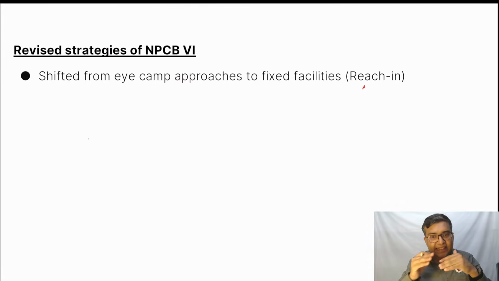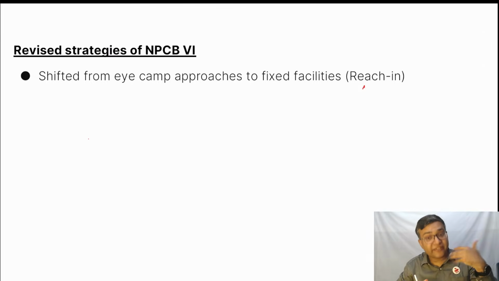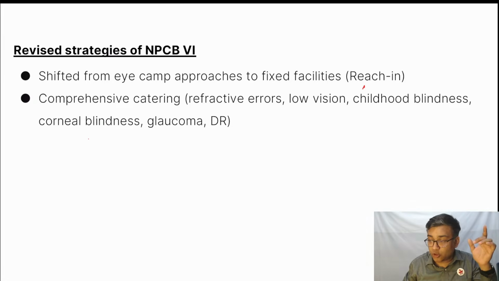Now the second thing is that now they are not only having a focus on cataract, they are focusing on comprehensive care. Now they are focusing on refractive errors as well. The patients who are having low vision, that means that the vision is less than 6/18. The patients who are small children and having blindness, so the childhood blindness, corneal blindness, glaucoma, diabetic retinopathy. So now all of them are focused. It's not only cataract that is focused.